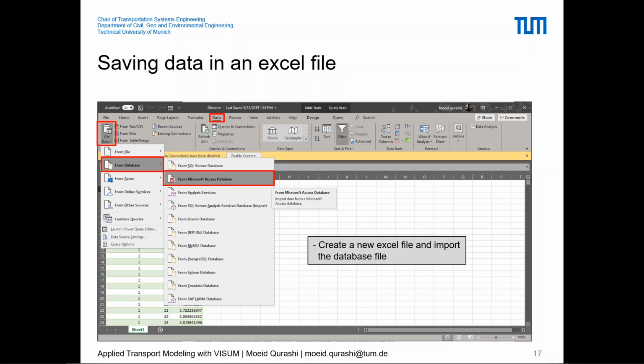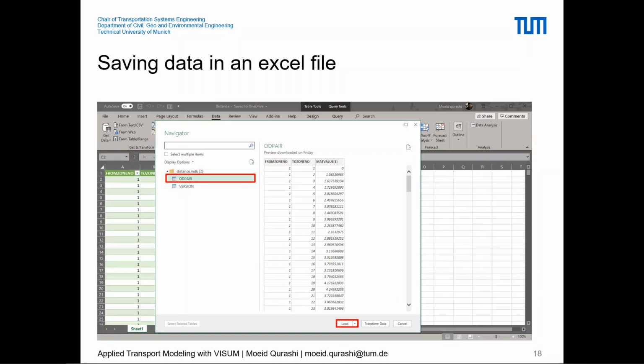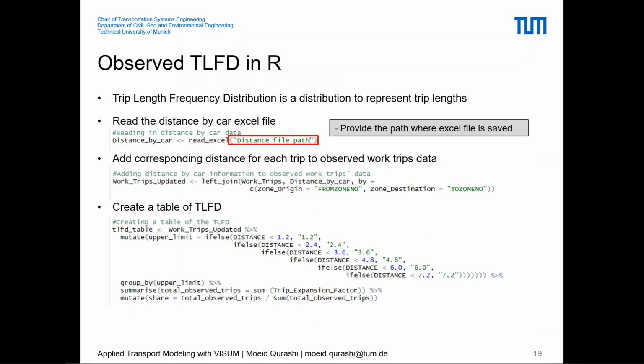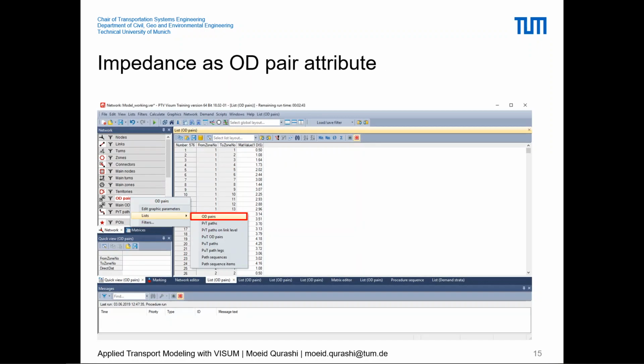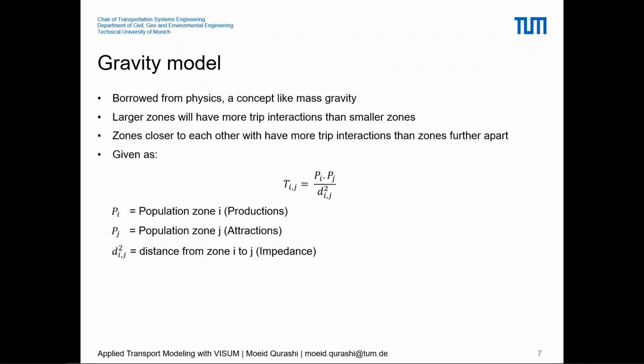Just till here. So I'll go back to Visum. I'll show you the way I showed in the last lecture. The idea is to open an empty Excel sheet, go to data, and load the database as a table. So we do data, get data from database, from Access database, and you can see the OD pair as a table, and you can simply press load. So let's go to the Visum file and try to do the same thing I'm discussing.